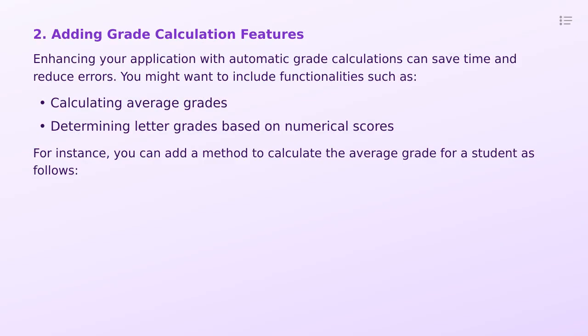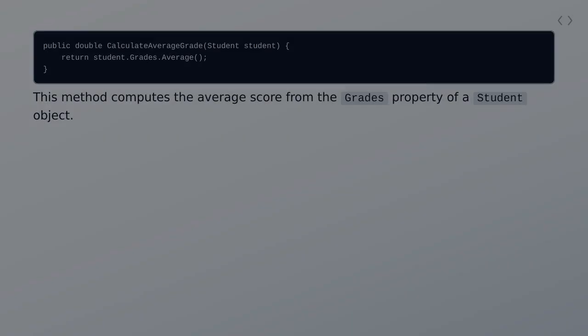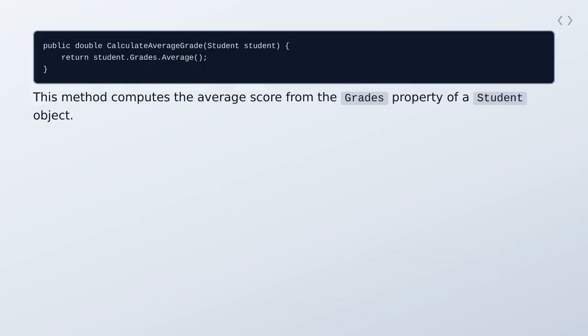Adding grade calculation features. Enhancing your application with automatic grade calculations can save time and reduce errors. You might want to include functionalities such as calculating average grades and determining letter grades based on numerical scores. For instance, you can add a method to calculate the average grade for a student as follows. The samples on screen walk through this step. Take a moment to read through them. This method computes the average score from the grades property of a student object.